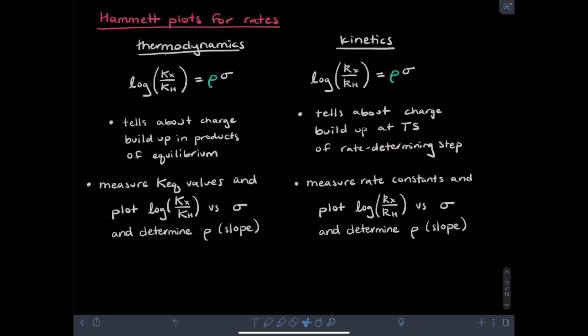The kinetic situation is very similar. The only difference is that instead of equilibrium constants, you would be measuring rate constants, and then you would be plotting the log of the rate constant for a given substituent X divided by the rate constant for hydrogen.